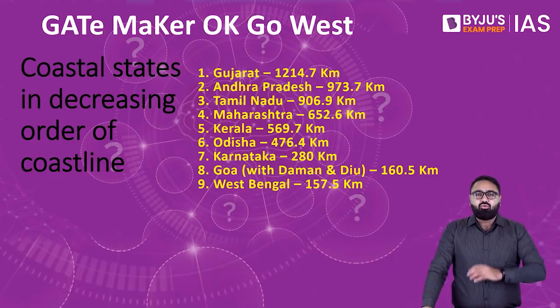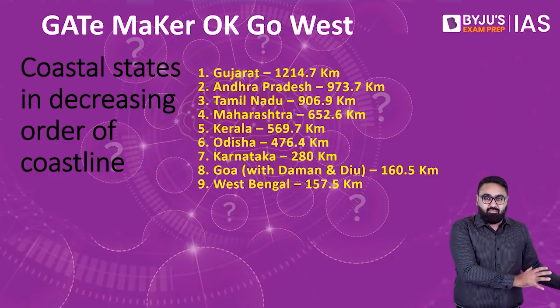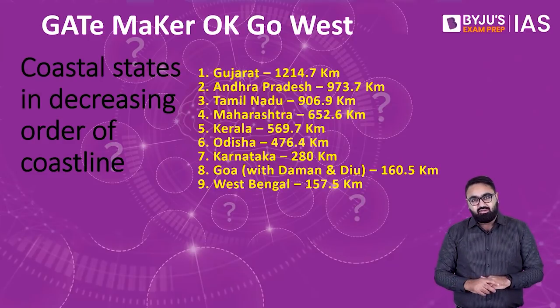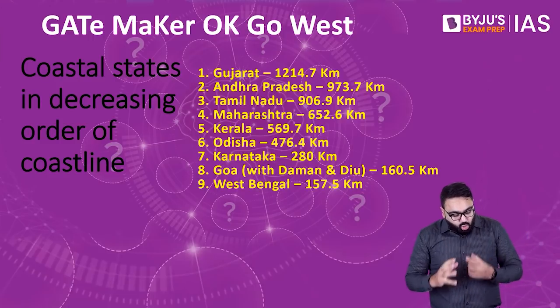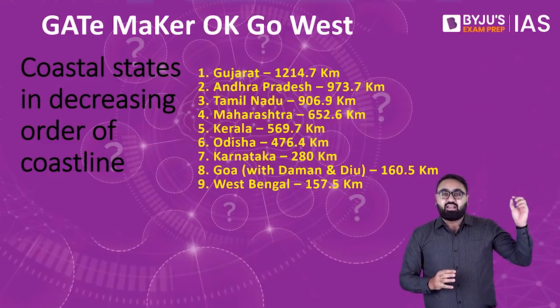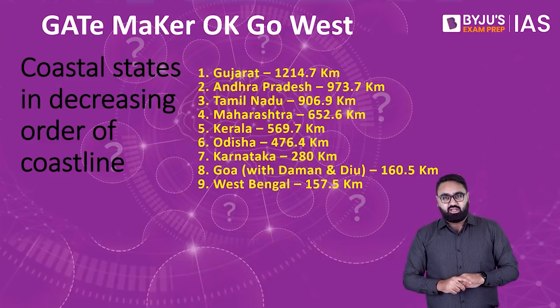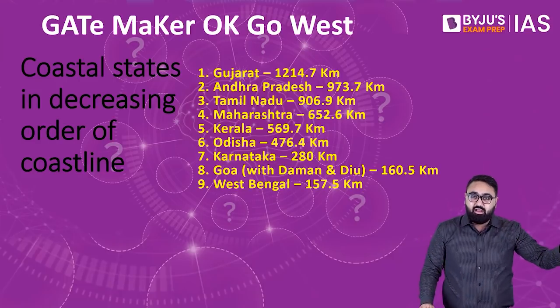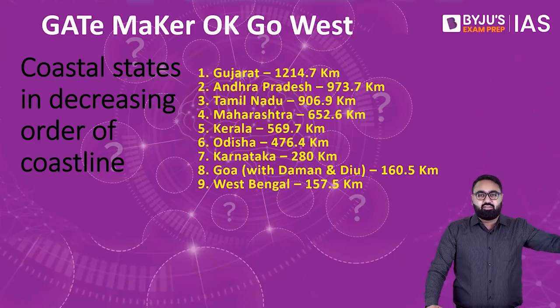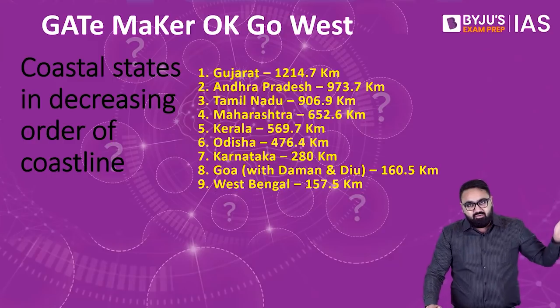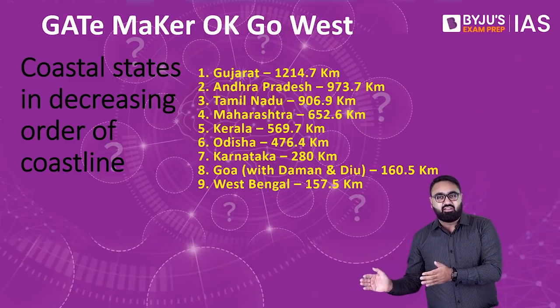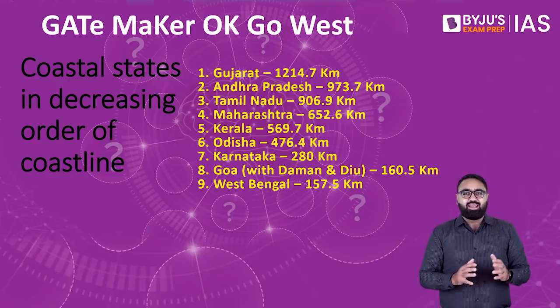Now, a few other things. Let's go away from the Ramsar sites. We have had enough for one lecture. Let's try and remember the coastal states in India in decreasing order of their coastline. So the state of India that has the longest coastline, then the second longest, third longest, and then we'll go ahead and reach the state with the shortest coastline in the country.